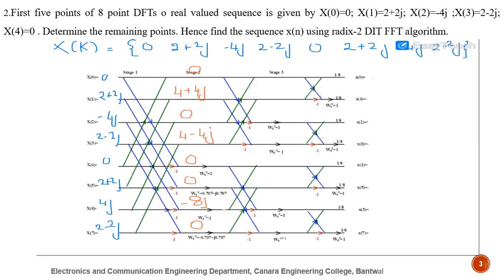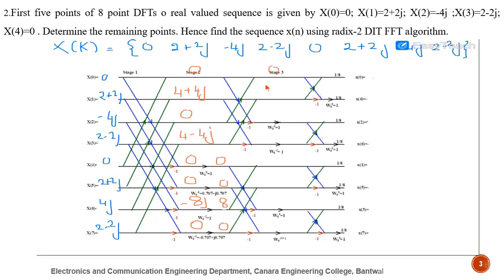Now 0 multiplied by 1, you get here 0. 0 multiplied by 0.707 minus j0.707, that is 0. This is minus 8j into j, so therefore you get minus 8j square. J square is minus 1, so you get this as 8. 0 multiplied by 0.707 minus j0.707 is 0. Here this value is 0, this value is 0, so I get this as 0.